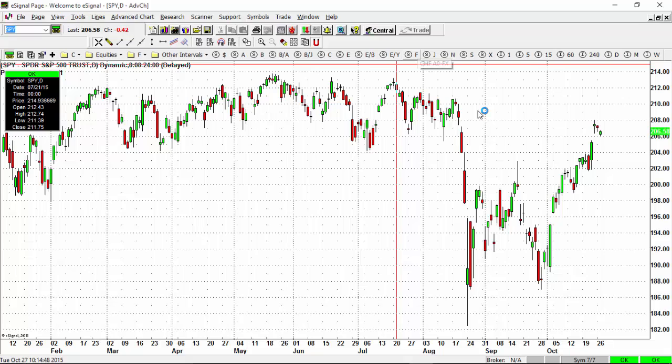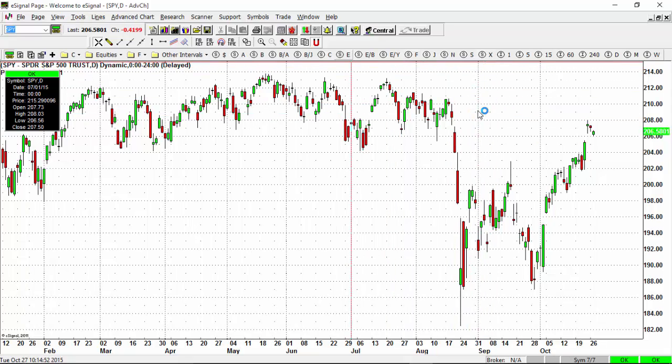Okay, so that is an update of what's happening with the different currencies.